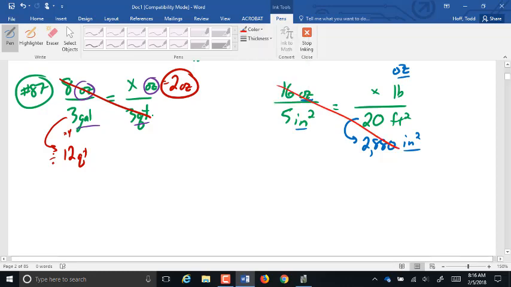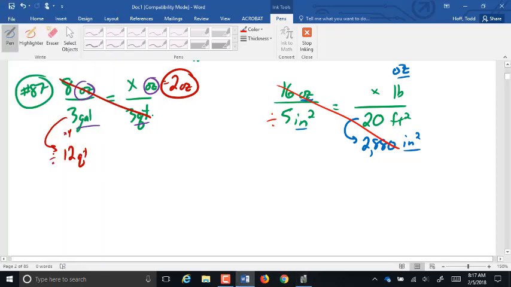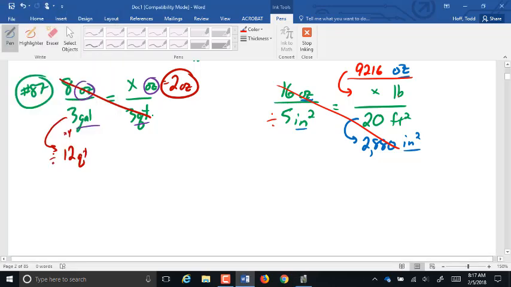So 16 times 2880 divided by 5 gives us 9216 here. Well, that's in ounces. I want it in pounds. So to convert that back into pounds, I would divide by 16. 576 pounds.